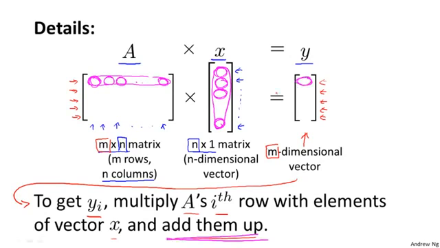Then when we want to get the second element of y, the way we do that is we take the second row of A and we repeat the whole thing.